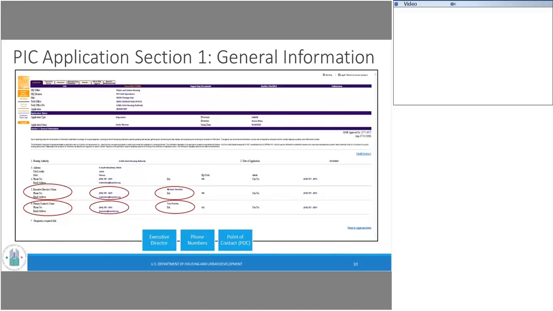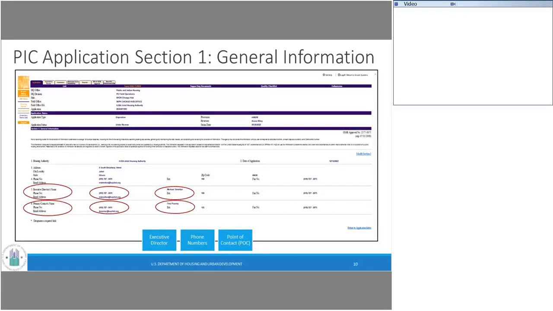The PIC application, Section 1, is very, very important. It's important that before the application is actually submitted to SAC, all the information is up to date. As we see here, again, you can't see me, but the status date, meaning the date that the Housing Authority created the application, was in May. However, when SAC actually received this application, it was in December.